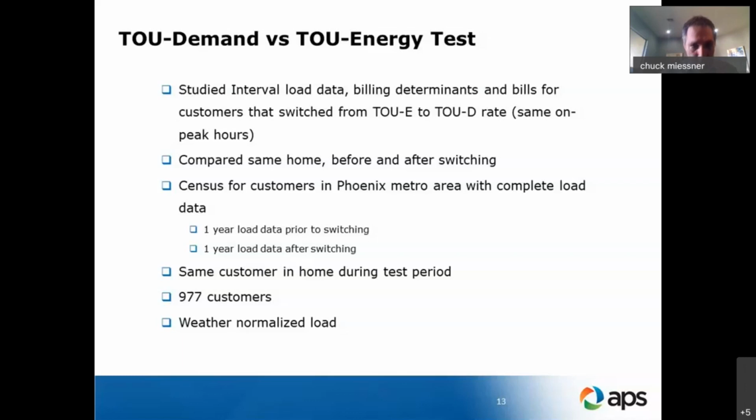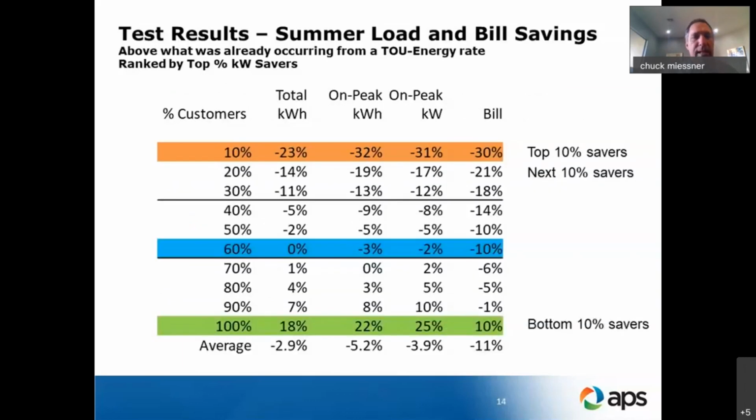And here's, wait for it, the results. Pretty busy slide, so let me tell you what you're looking at. In column 2, we looked at the total kilowatt-hour reduction from switching from a time of use energy rate to a time of use demand rate. We did this seasonally, but this is the summer. We looked at the total summer kilowatt-hours. Next column over, the on-peak kilowatt-hour reduction in the summer, the on-peak kW reduction, and then the bill reduction. Again, this isn't going from a flat rate to a time of use or demand rate. This is the incremental reduction you got from going to a time of use demand rate, beyond the reductions you already had on a time of use energy rate.